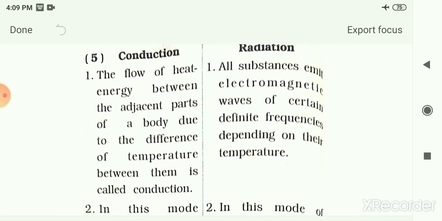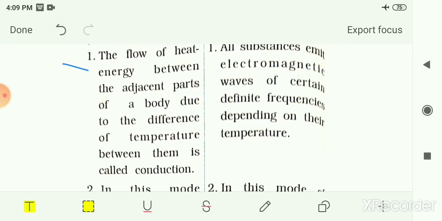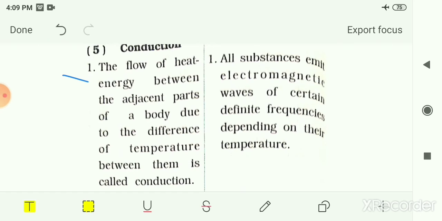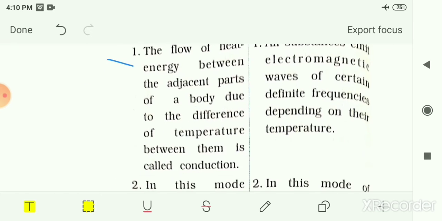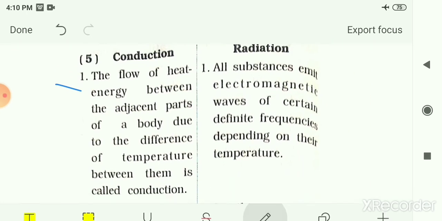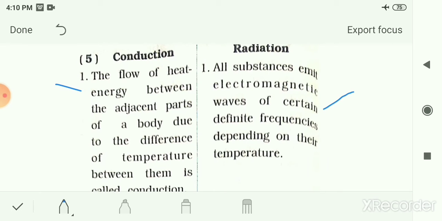So now, the first difference is what conduction is and what radiation is, or how the heat is transferred by each mode. In conduction, the flow of heat energy that we had already seen between two adjacent parts or two nearby parts of a body, due to the difference of temperature between them, is called conduction. And in radiation, all these substances emit electromagnetic waves of certain definite frequency depending on their temperature.